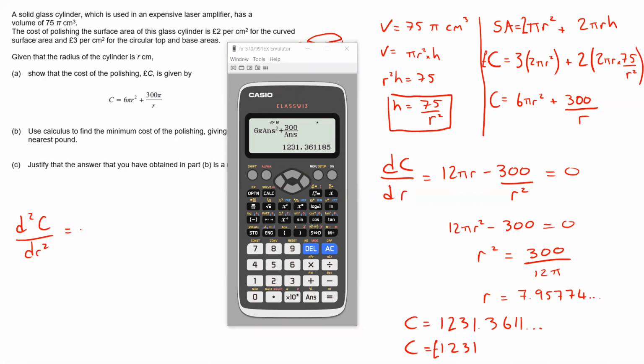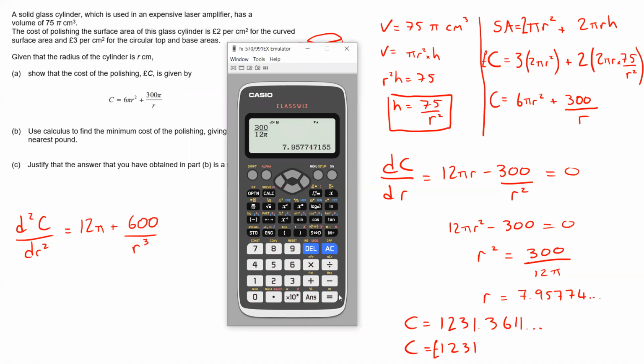So I've got 12 pi. Now, this would be an r to the minus 2. So when you times that through, it's going to become a plus 600. And then the bottom number is going to change to an r cubed because that's going to a minus 3 instead. And into this, we're going to put in the value of 7.955 kind of business.